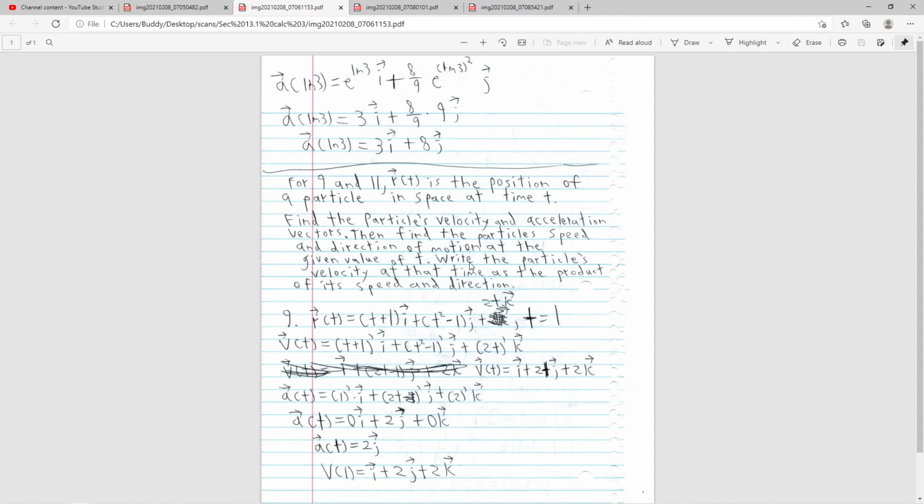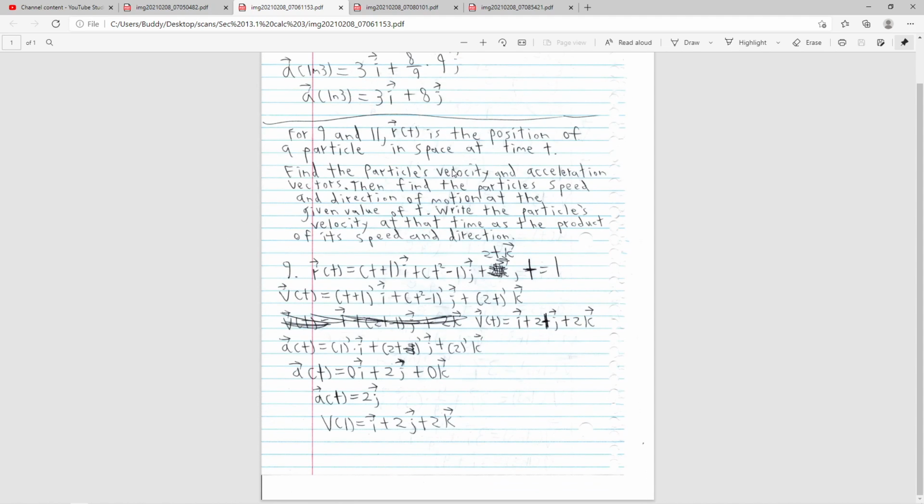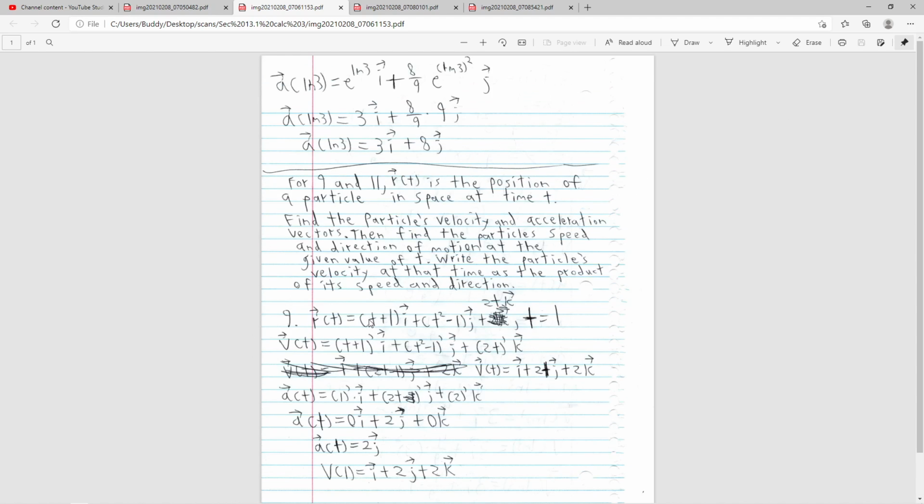No biggie. For the next two problems, 9 through 11, we have the position of a particle in space at time t again. You want to find the particle's velocity and acceleration vectors, and find the particle's speed and direction of motion at the given value of t. Write the velocity at that time as the product of its speed and direction. Trying to be fancy, but yeah. If you took physics, you have an idea already of what this stuff is. This is more of an introduction to this idea of using vectors for some applications, and with calc, of course.